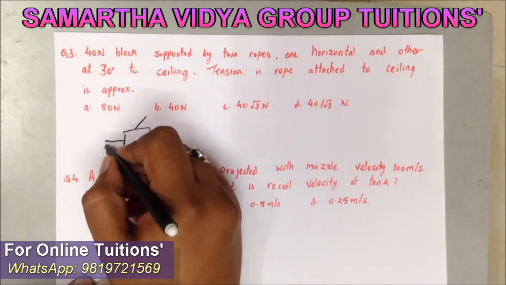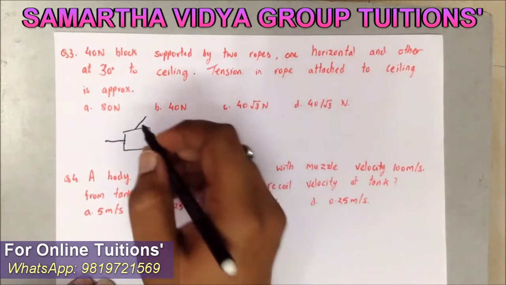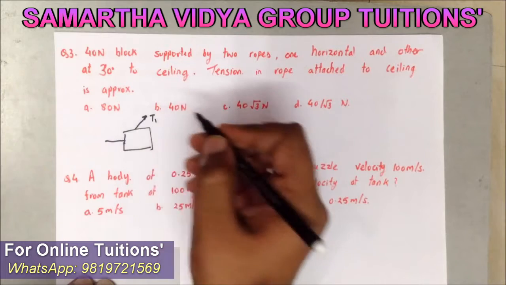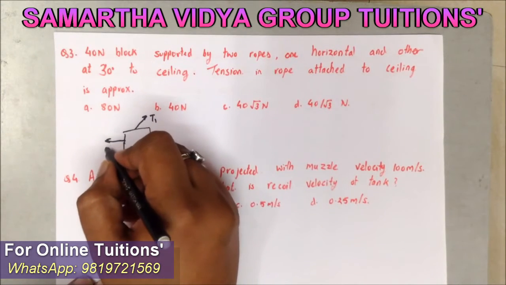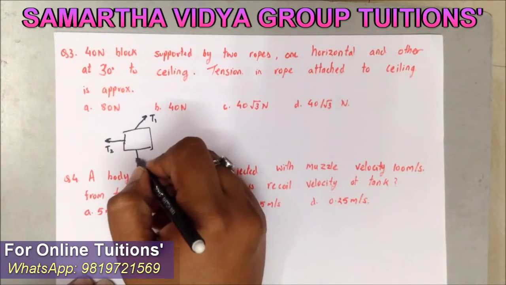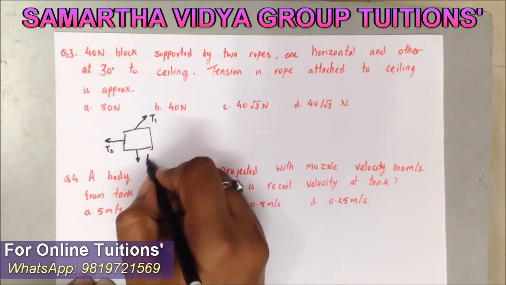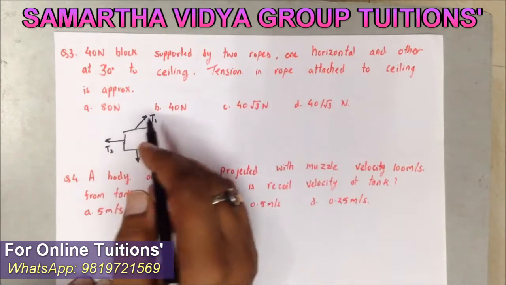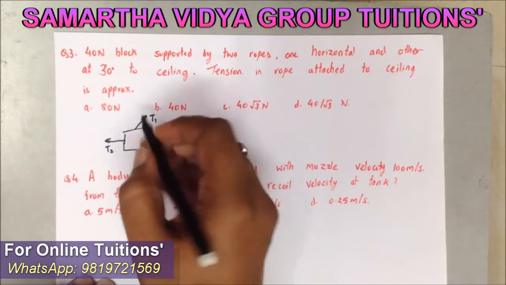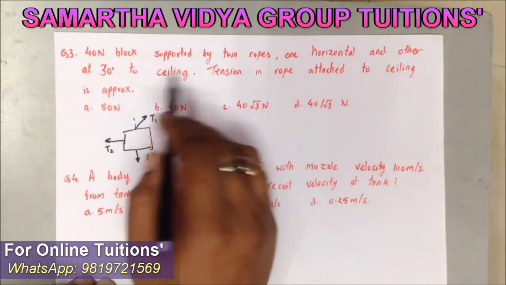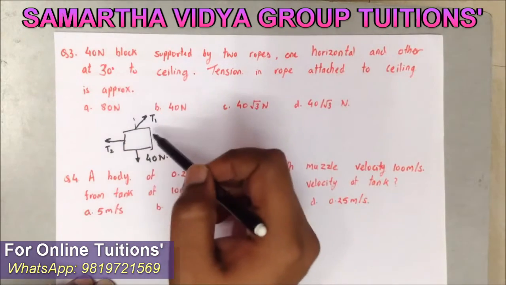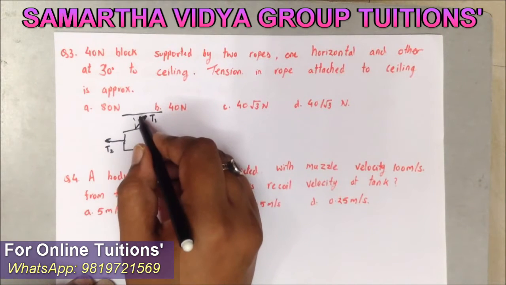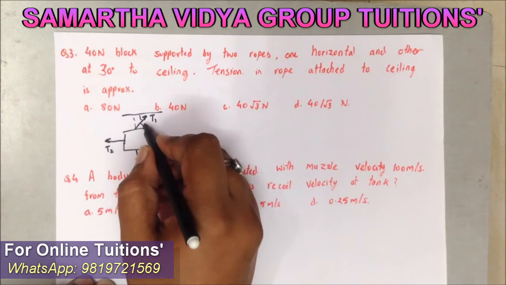So I need to find what is the tension in the rope attached to the ceiling. So I need to find this particular tension. Let us write this as T1 and this is nothing but T2. And this is my weight, which is 40 newtons. I need to find the tension in the rope attached to the ceiling, so I can directly take the component of it. Since the rope is making an angle of 30 degrees with the ceiling, this angle is 30.